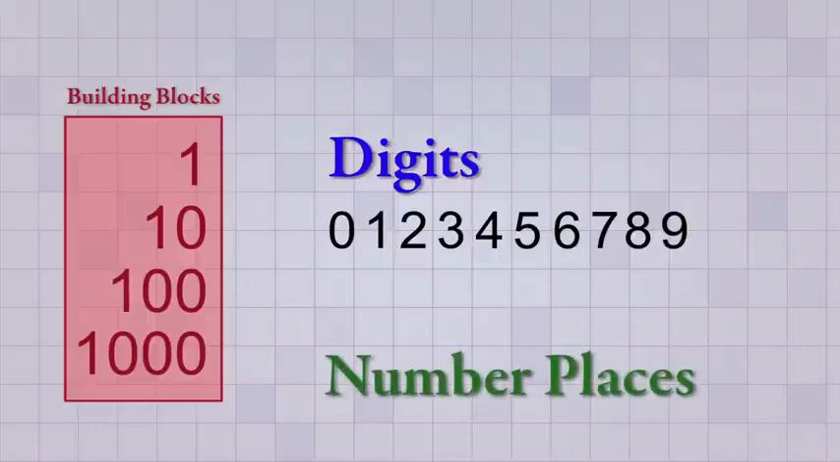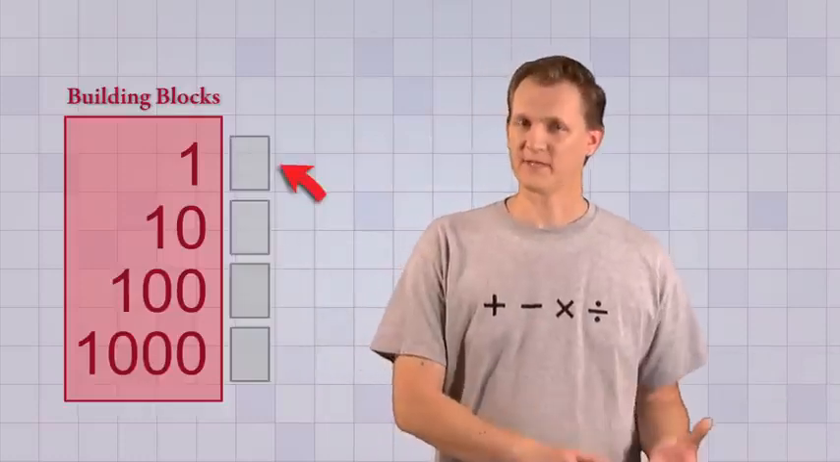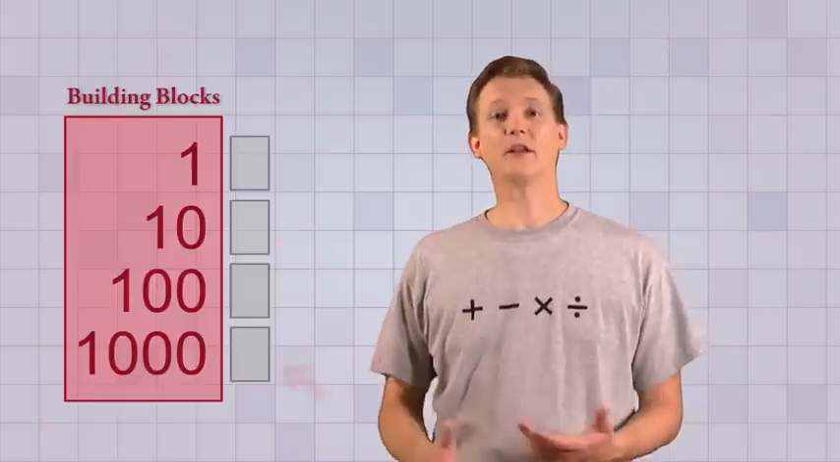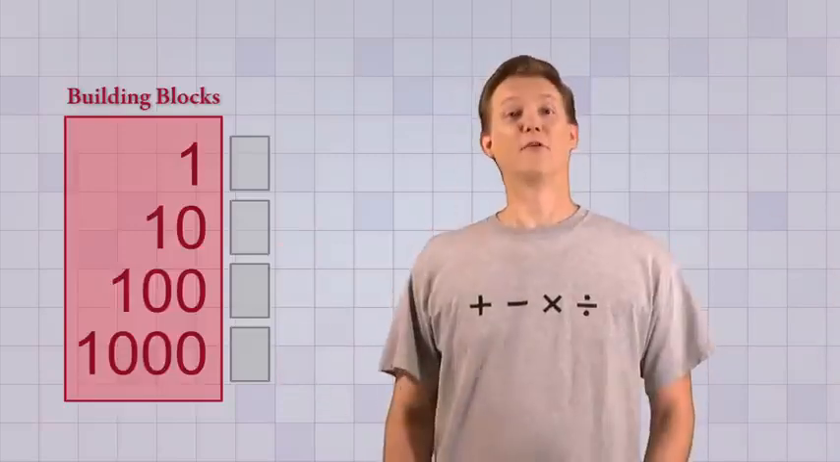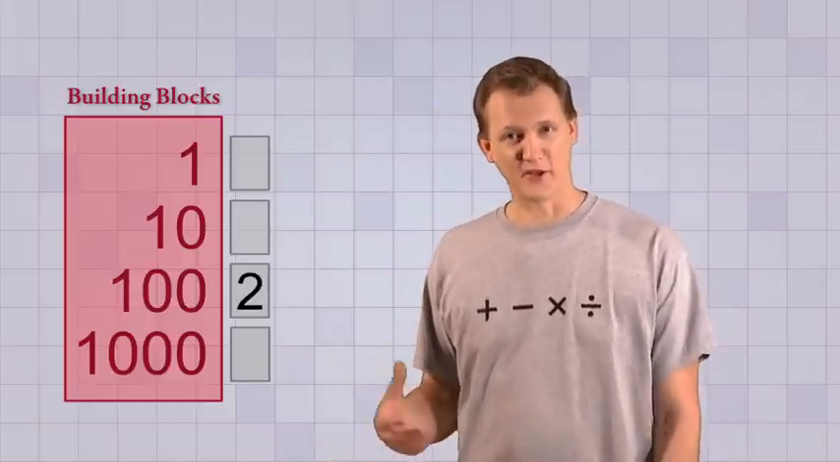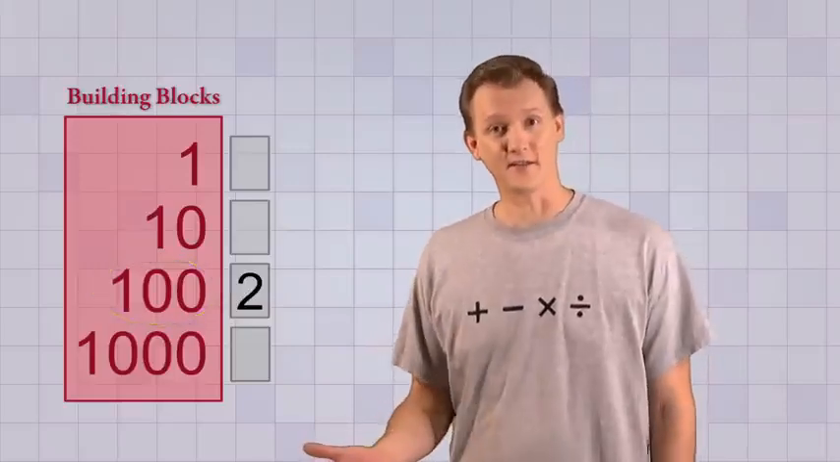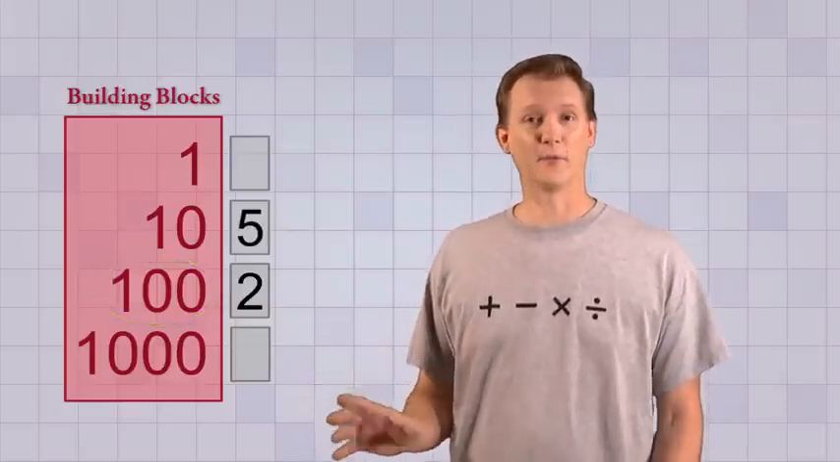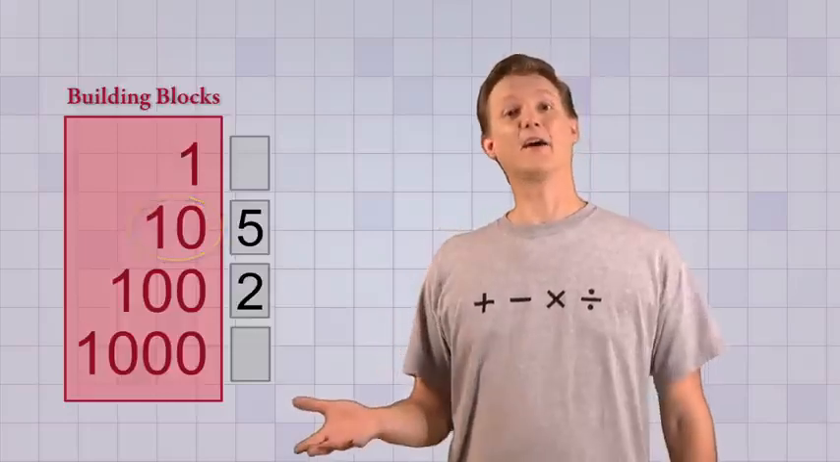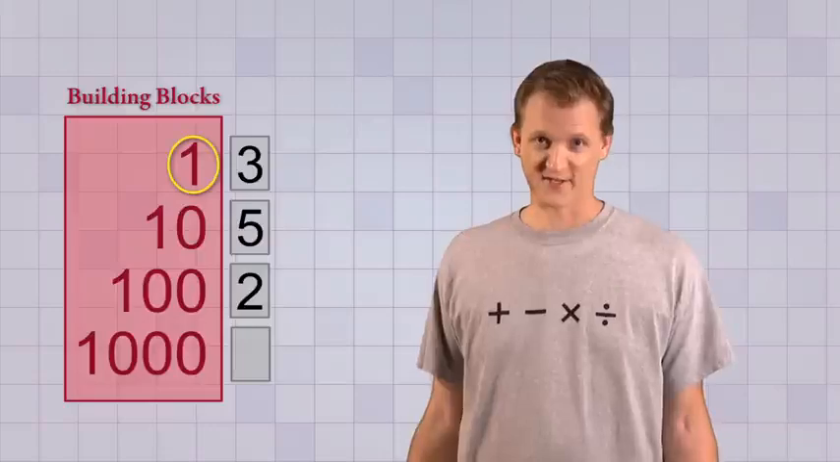Number places are like little imaginary boxes that can hold just 1 digit at a time. And they're used like counters, to count things. We use 1 number place for each of our building blocks to count how many of each of them we have. For example, let's say I have 2 hundreds. Well, then I just put a 2 in the number place that counts how many hundreds I have. And let's say I have 5 tens. Well, then I put a 5 in the number place that counts tens. And I also have 3 ones. So I put a 3 in the number place that counts ones.